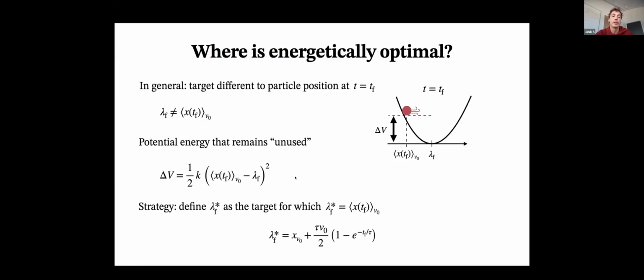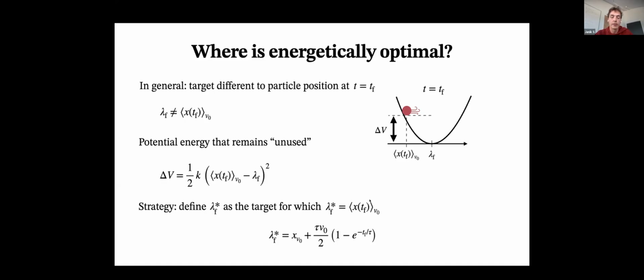And where is energetically optimal in this case? So the intuition is the following. We note that in the closed loop case we considered earlier, the target lambda f is in general not the same as the average particle position at the end of the protocol, which means there is some potential energy that remains unused in this protocol. And so our strategy is to basically harness this potential energy by calculating the target for which the target equals the average particle position.